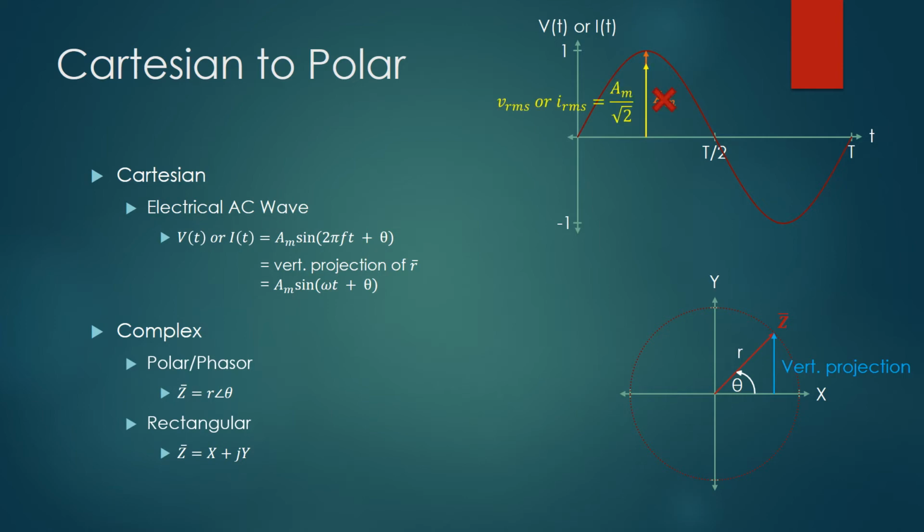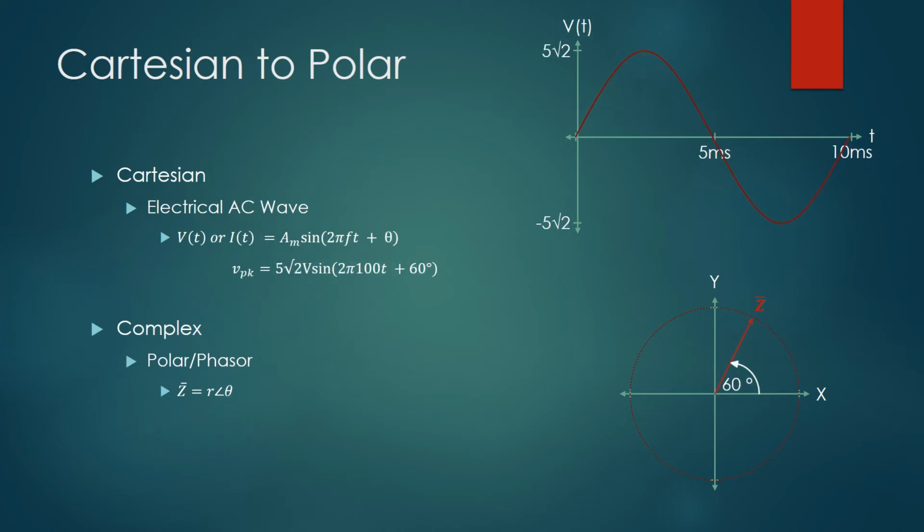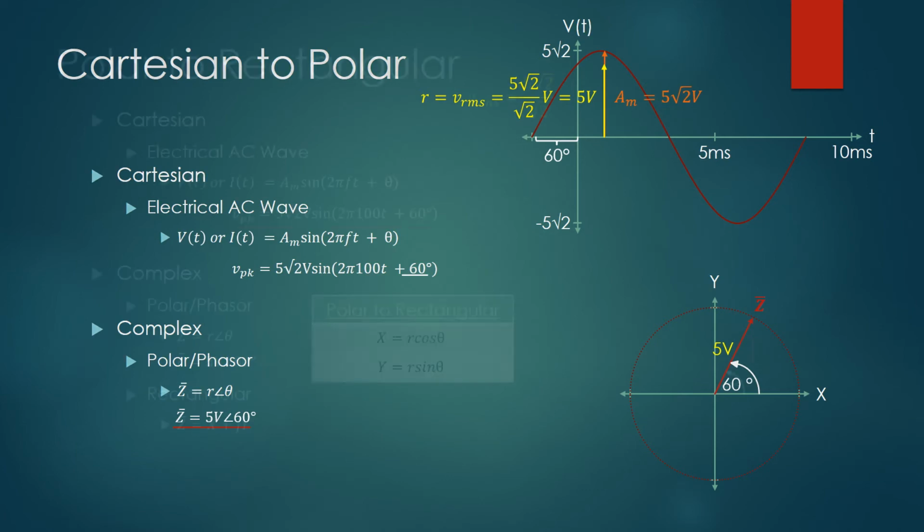Hence, to represent the Cartesian sine wave in polar or phasor form, we need to convert the peak value or amplitude of the wave to RMS by dividing by root 2. The result of this is our radius r of the vector, and theta is just the same value as in the Cartesian form. In our example, where V peak equals 5√2 volts sin(2π·100t + 60°), the radius becomes 5 volts, and theta is just 60 degrees. So z bar becomes 5 volts angle 60 degrees in polar form.